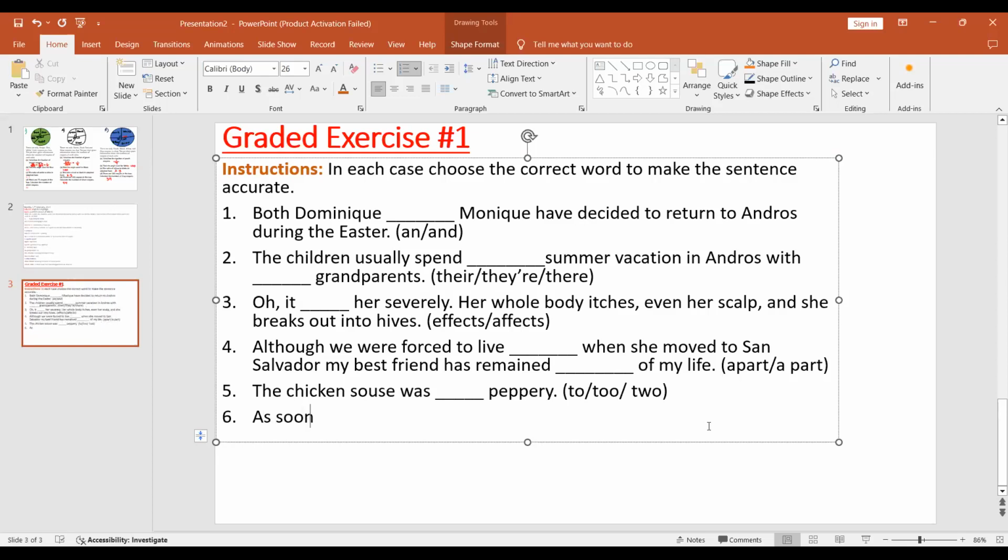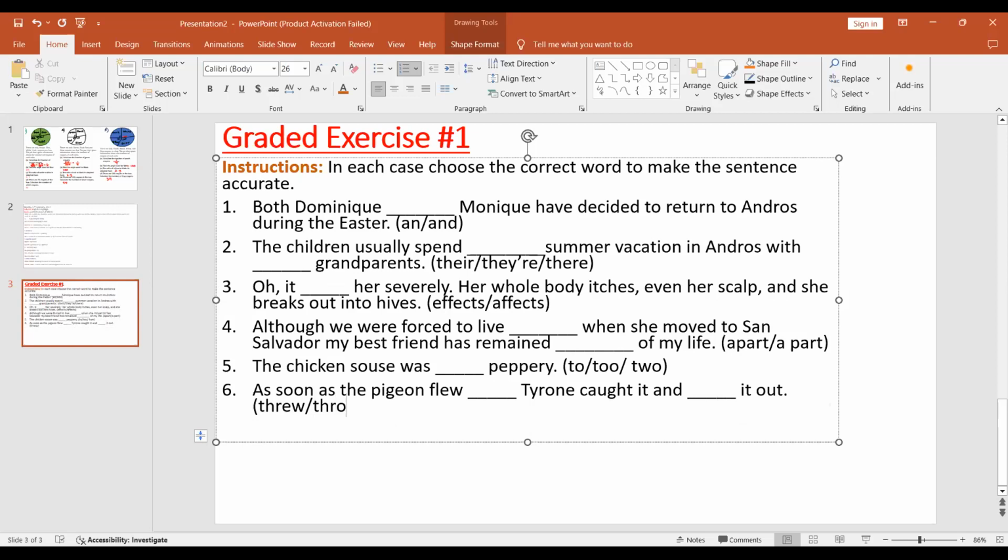As soon as the pigeon flew blank, Tyrone caught it and blank it out. Is it through or threw?